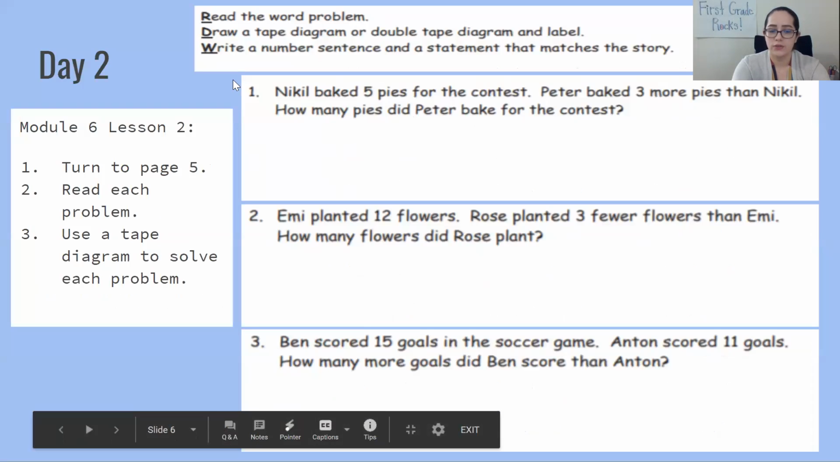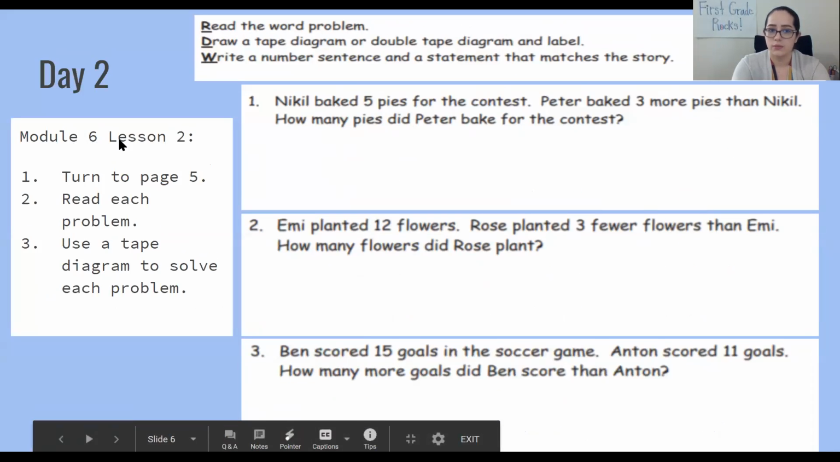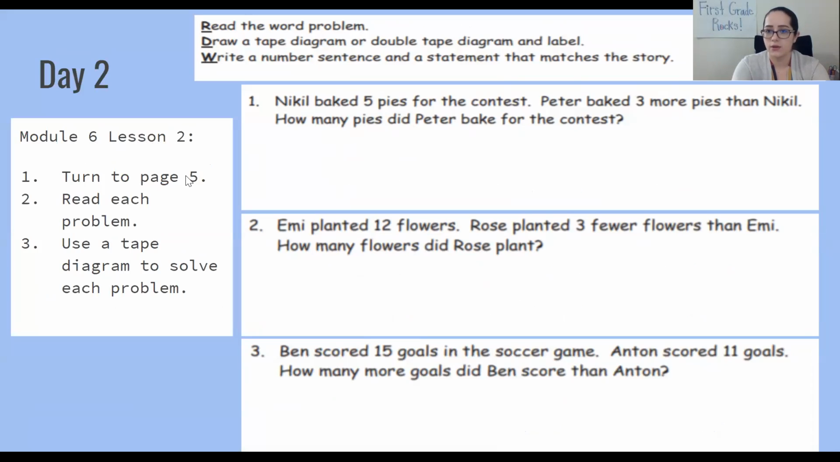All right, the next activity for day 2 is going to be the Module 6 Lesson 2, and that is on page 5. We're going to use the same process, the RDW process, read, draw, write, to complete each problem. So I'm going to go ahead and read number 1. Nickel baked 5 pies for the contest. Peter baked 3 more pies than Nickel. How many pies did Peter bake for the contest?